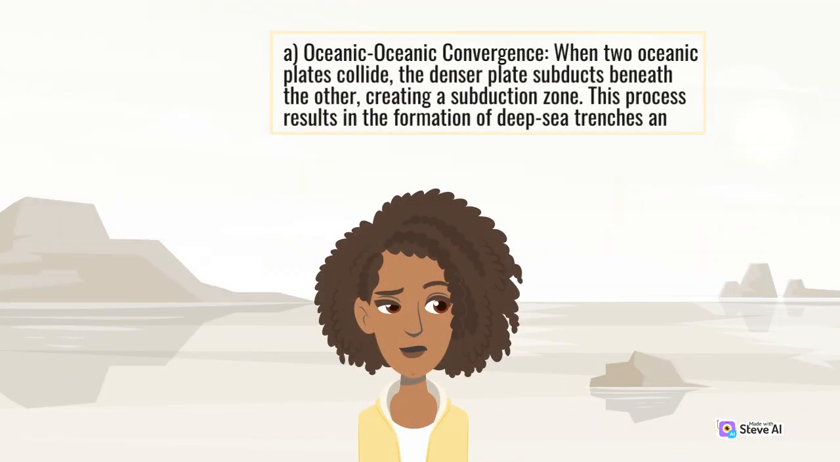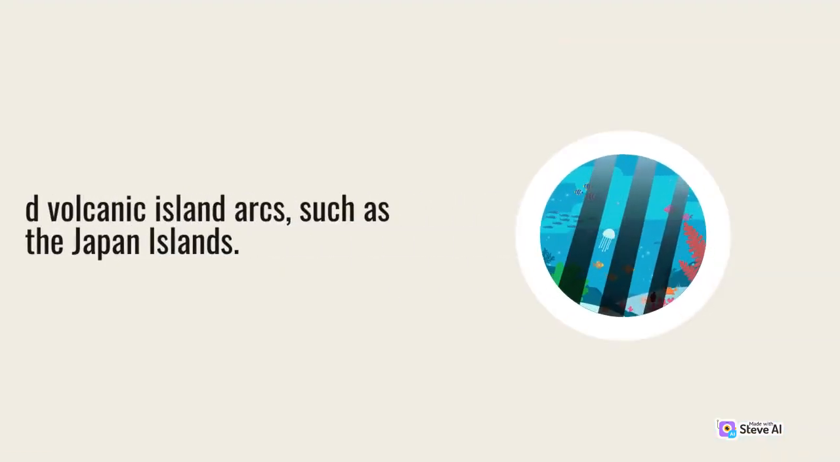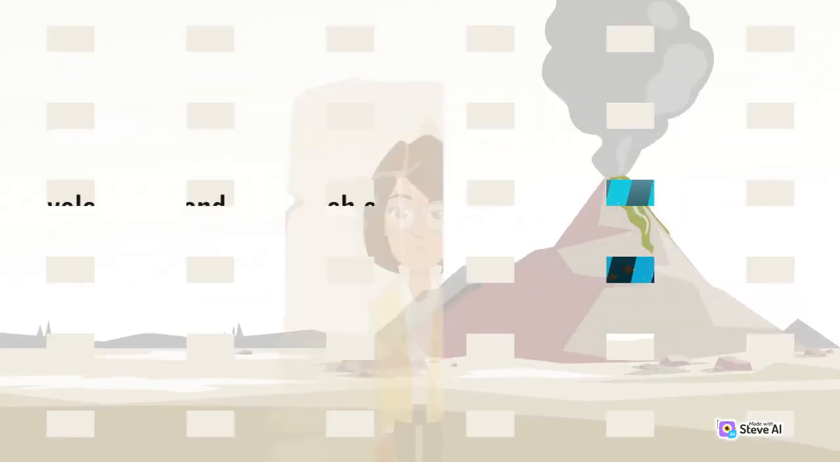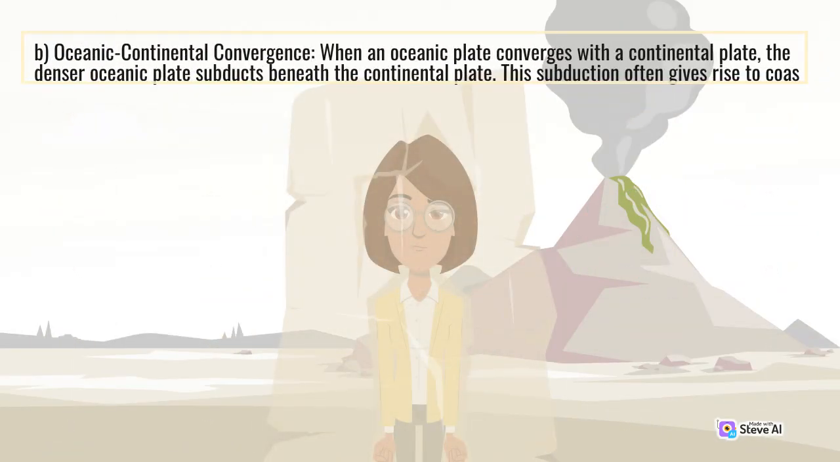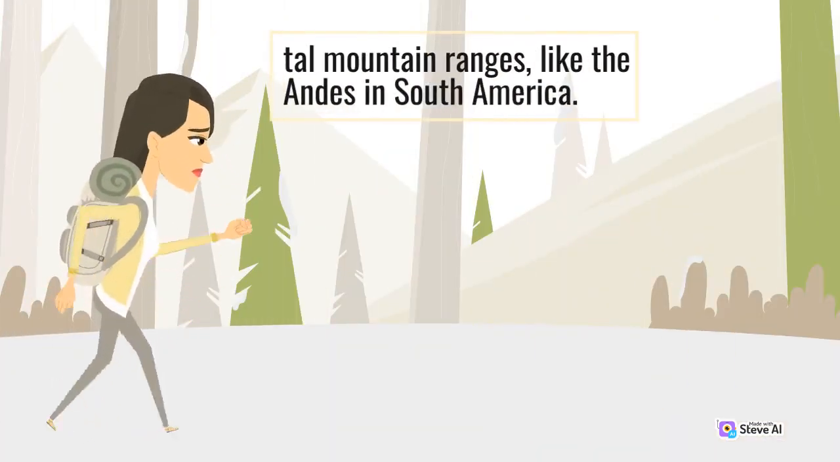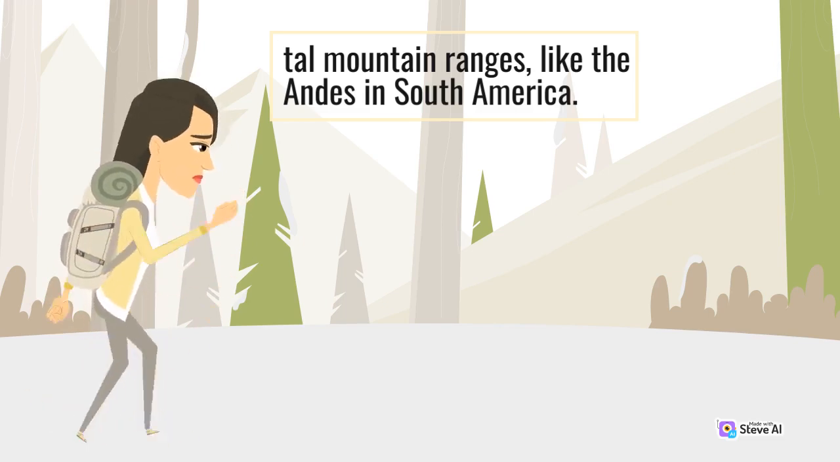Oceanic-oceanic convergence. When 2 oceanic plates collide, the denser plate subducts beneath the other, creating a subduction zone. This process results in the formation of deep-sea trenches and volcanic island arcs, such as the Japan Islands. Oceanic-continental convergence. When an oceanic plate converges with a continental plate, the denser oceanic plate subducts beneath the continental plate. This subduction often gives rise to coastal, tall mountain ranges, like the Andes in South America.